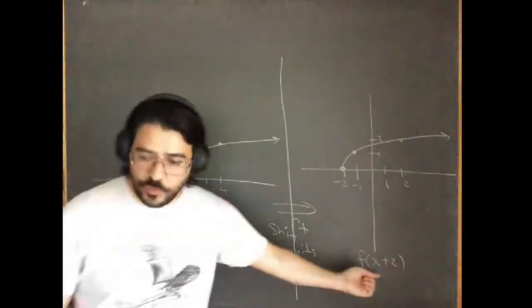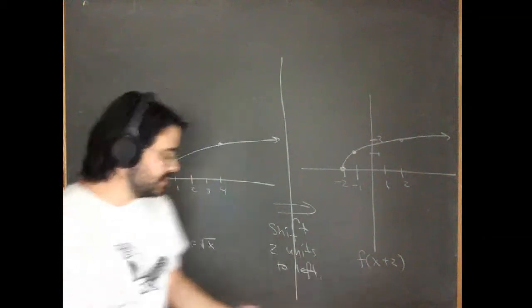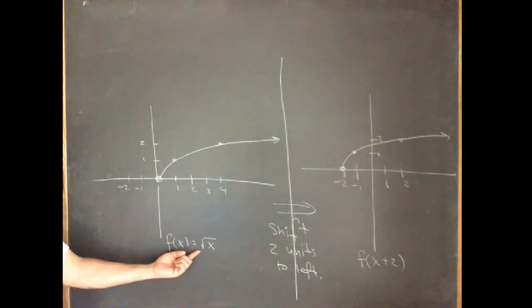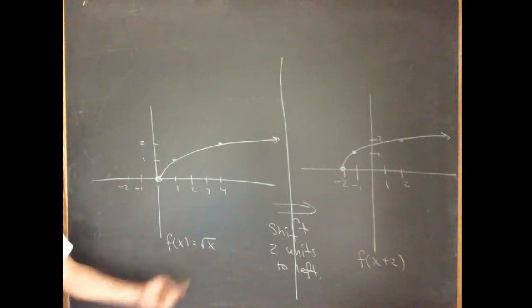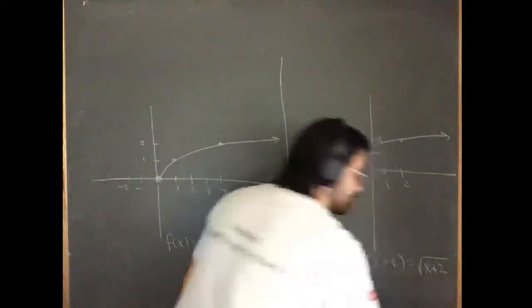And we could write down a formula for this, right? We know how to do this now. We have f of x is equal to the square root of x. So everywhere we see an x, we'll replace it with x plus 2. So this is the square root of x plus 2.